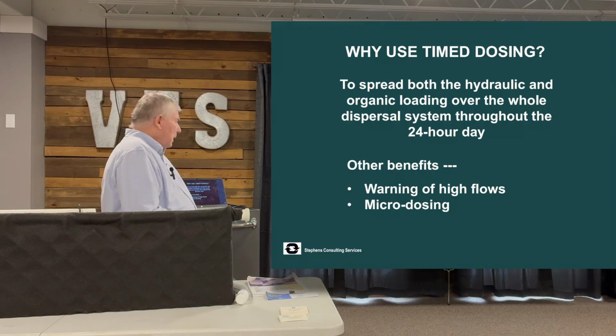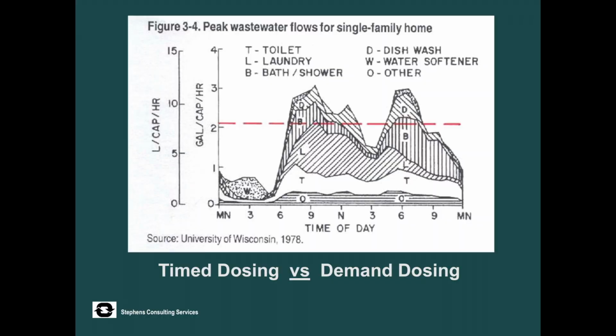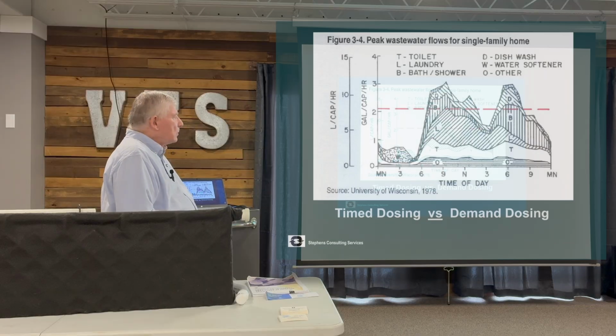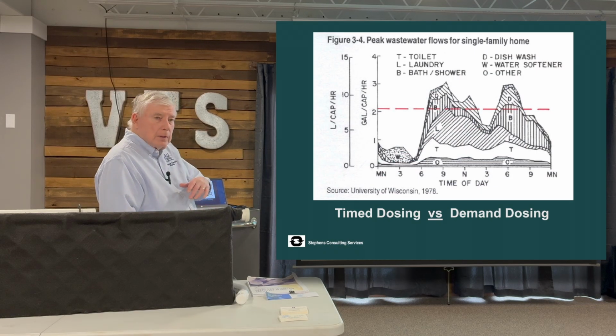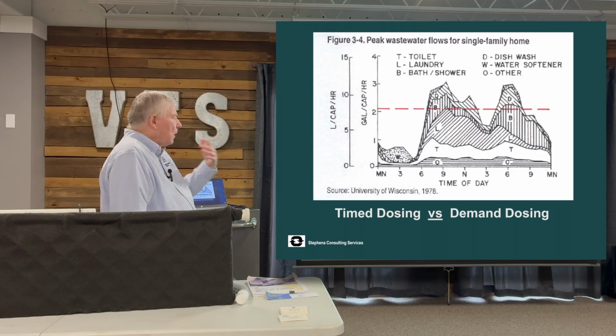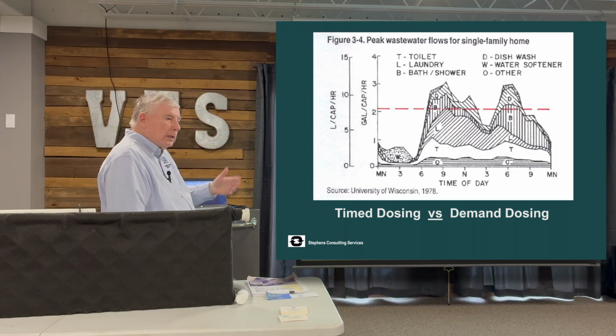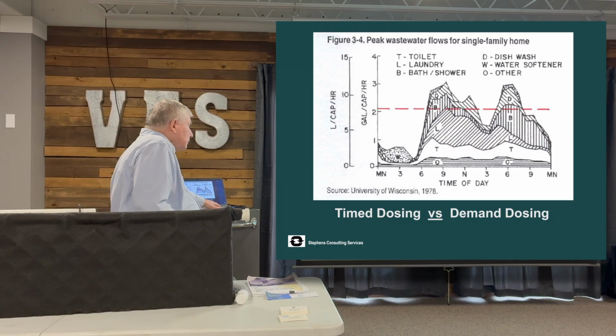And the other benefit is microdosing. So you're taking the daily water flow that goes up in the morning, 6 to 9 in the morning, comes back down during the day, and then goes up again in the evening, and then pretty well shuts down. You know, the flow is very little in the early morning hours, the midnight to 6 a.m. hours.